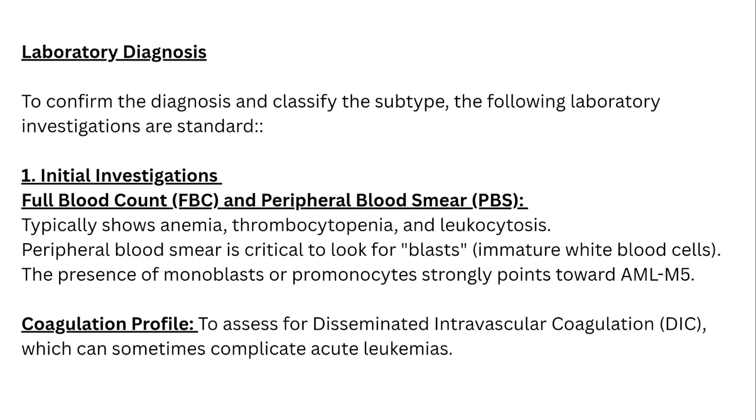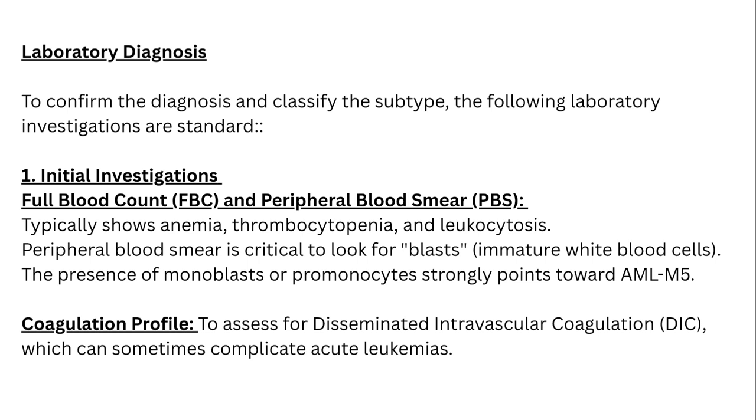Let's delve into the laboratory diagnosis for confirming AML, specifically the monocytic subtype M5. First, we will consider the initial investigations: full blood count and peripheral blood smear. These are the frontline tests. Typically, they reveal anemia, thrombocytopenia, and leukocytosis. The peripheral blood smear is pivotal here. It helps us identify blasts, which are immature white blood cells. The presence of monoblasts or promonocytes is a strong indicator of AML.